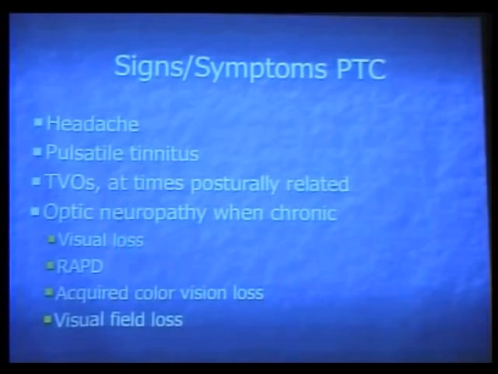Now, you do not get visual loss with papilledema unless the papilledema is chronic, and you have now a chronic optic neuropathy, and this looks different than acute papilledema. And then you have all of the signs of an optic neuropathy with color vision loss, visual loss, afferent defect, and typical visual field defects. The only type of visual field defect you see with acute papilledema is some enlargement of the blind spot.